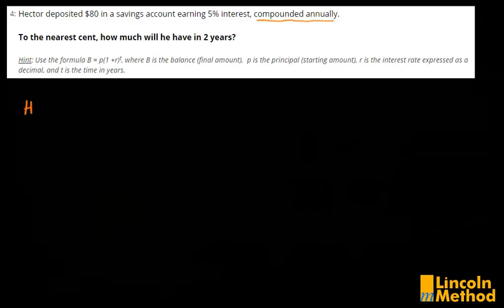So let's take Hector's example. Let's just say that Hector, during his first year, deposited $80 in a savings account and he earned an interest of 10% per annum, which is $8 per year.